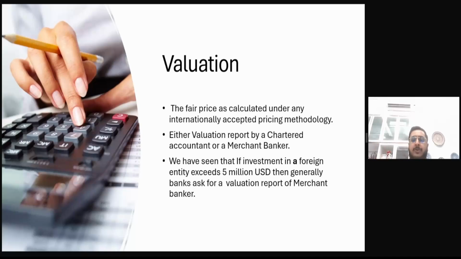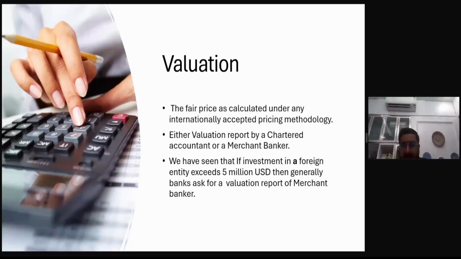But you have to see it in a single foreign entity. Suppose you made ODI in different foreign entities and it has exceeded 5 million USD, I don't think that should be a problem. But in a single foreign entity, if it is cumulatively exceeding 5 million USD, then normally banks ask for a merchant banker valuation. That is, I'll leave it up to you.